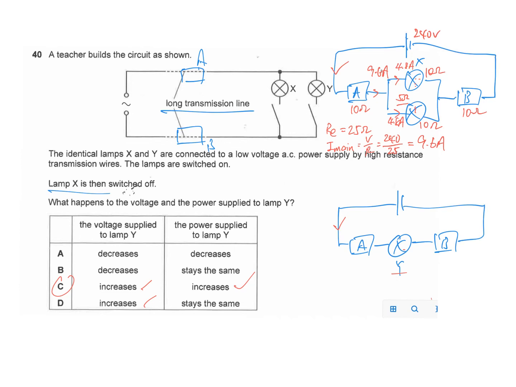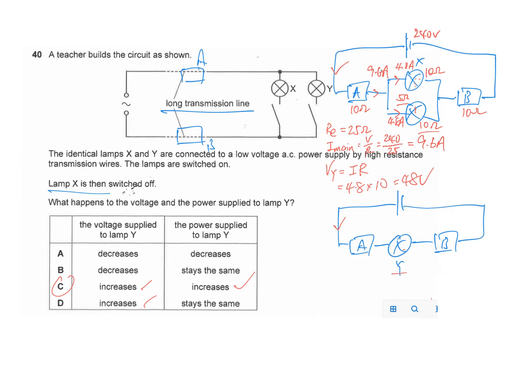Now if I need to find the potential difference across Y, it will be V equals IR, and the current flowing through Y will be 4.8 times the resistance, which is 10 ohms. I will get 48 volt for this scenario before lamp X is switched off.